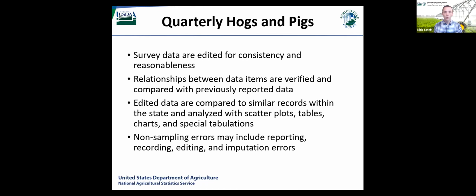Or their farrowings are lower? Is there something that explains this? So this team goes through this every quarter and looks for reasonableness and consistency in the data, and also looks at it by size group as well, to make sure all the operations are generally moving in a similar direction. Are there any outliers?